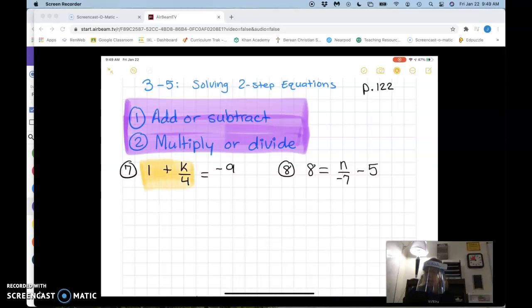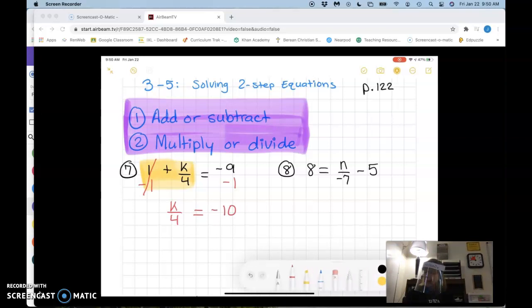So if I'm just looking at the adding and subtracting, what is being added to this problem? K over 4. What is being added? 1 is being added. So I'm going to do the opposite and subtract 1 because my rules say I have to add or subtract first. Those are going to get canceled out. I'm just left with K over 4. And then negative 9 minus 1 is how much? They're both negative. Negative 10. There you go.